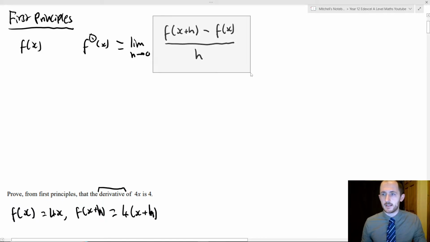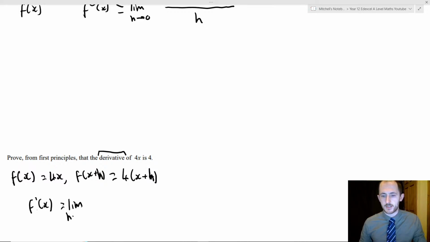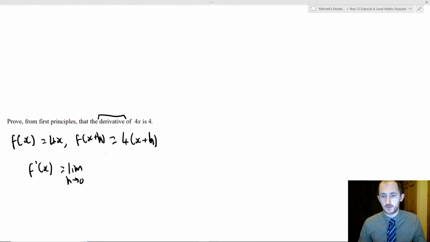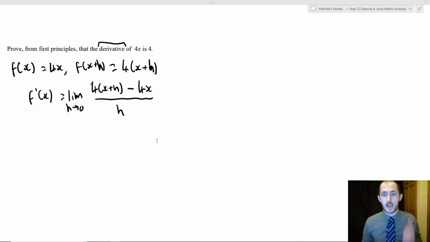Now if I look at this formula here, let's substitute it in, shall we? So f prime x, so the first derivative, is the limit as h tends to 0 of f of x plus h, which is 4 times x plus h, minus the original function, which was 4x, over h. So again, we don't do this now, because obviously as h tends to 0, it looks like the function's going to go off to infinity because we're dividing by something that's approaching 0. But let's actually have a look at what happens.